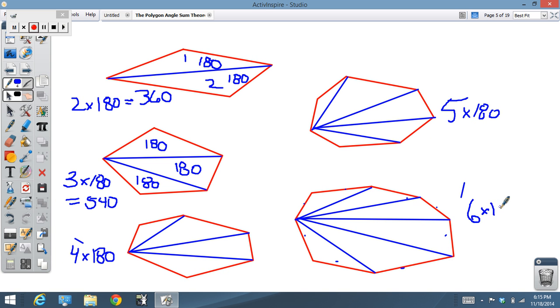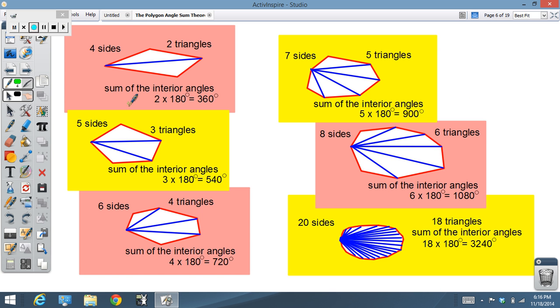So, what we're seeing is that the number of sides, well, if I had 4, I subtract 2 and multiply that by 180. If I had 5, subtract 2 times 180. 6, subtract 2. 7, subtract 2. 8, subtract 2. In fact, for any polygon, look what happens. 4 sides, 2 triangles, 360. 5 sides, 3 triangles, 540. 6 sides makes 4, 720. 7 made 5. 8 made 6. And the numbers come out to be whatever that n minus 2, the number of sides, subtract 2.